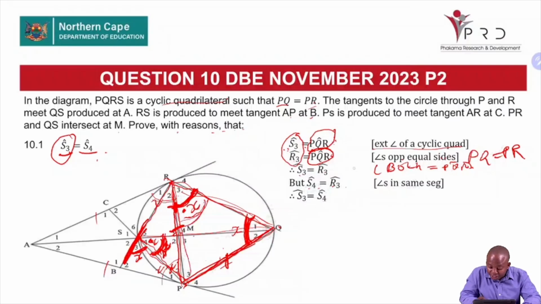Now, we can say, because S4 is equal to R3, in the space of R3, I can put S4. Then when I put that, S3 equals S4, which is proven in that case.